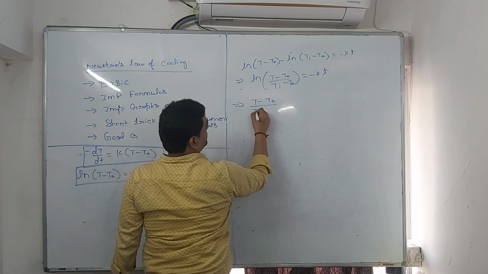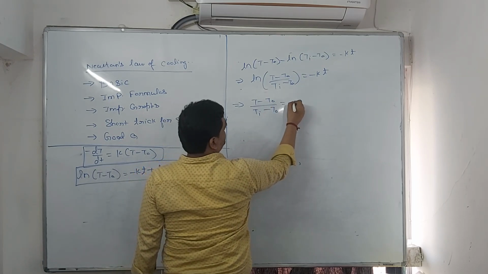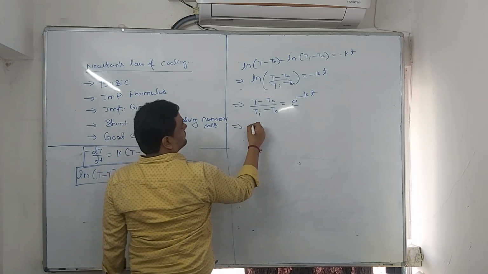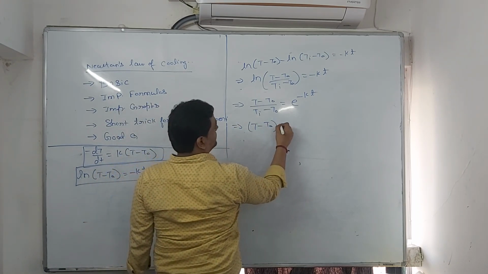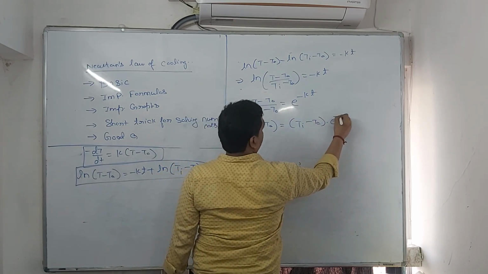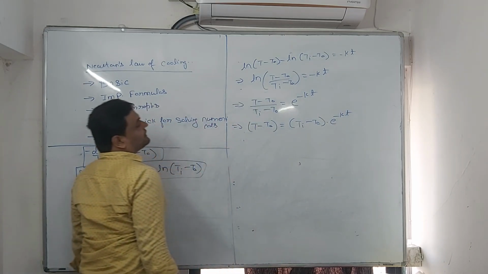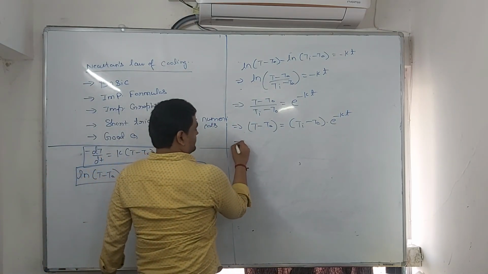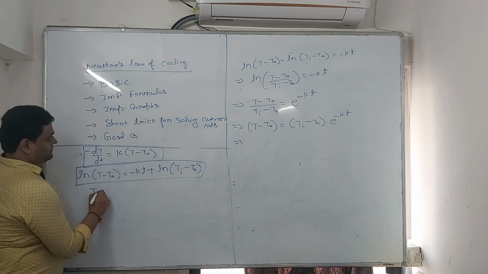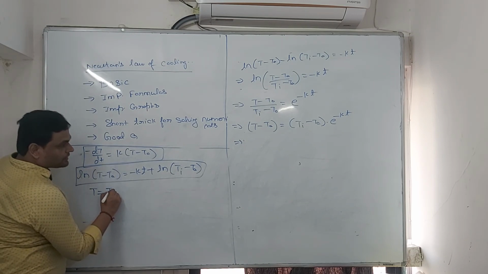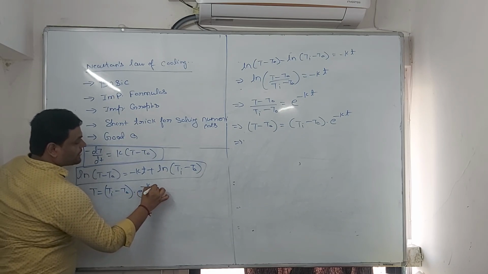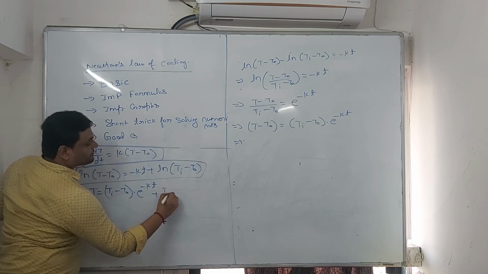Now what will you have? (T minus T naught) upon (Ti minus T naught) is equal to e to the power minus kt. So T minus T naught will be equal to (Ti minus T naught) e to the power minus kt. We will have this thing, and the present temperature, remember we have to focus on present temperature, T will be equal to (Ti minus T naught) into e to the power minus kt plus T naught.